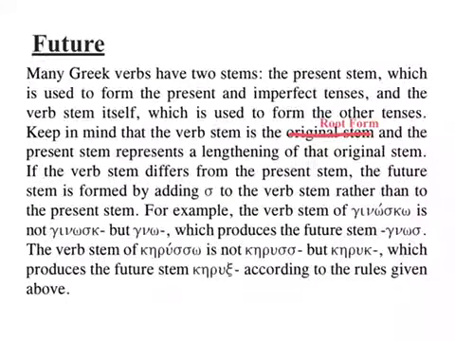So many Greek verbs have two stems. There's the present stem, which is used to form the present and imperfect tenses, and the verb stem itself, which is used to form the other tenses. I usually see the verb stem as the root. The Greek is made up of many different roots. And if I could just kind of illustrate this.